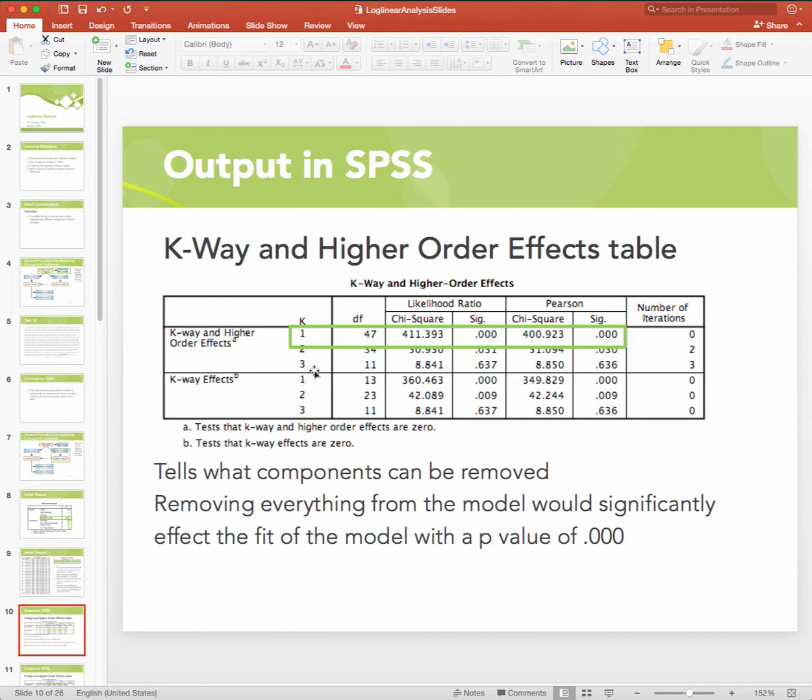Now the first row, K equals 1, tells us whether removing the one-way effects, i.e. the main effects of the star sign, believer and true, and any higher order effects will significantly affect the fit of the model. And there are a lot of higher order effects here: the 2-way interactions and the 3-way interaction. So this is basically testing whether, if we remove everything from the model, there will be a significant effect on the fit of the model. And this is highly significant because our p-value is given as 0, which is less than 0.05.